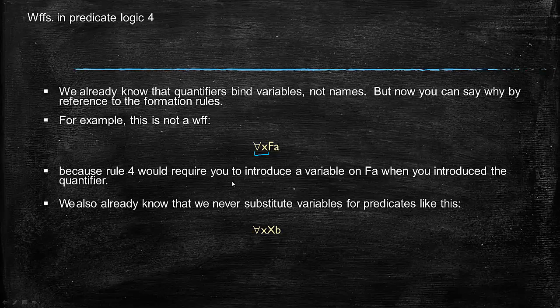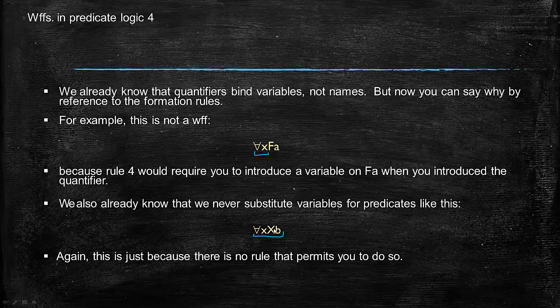We already know, of course, that this also, I'm sure you're never going to be tempted to do this, is just going to look bizarre to you now. What's happened here? Well, somebody's tried to put a variable in for a predicate. There just is no way to do that. We have no way in predicate logic to substitute variables for predicates. So again, there's just no rule that allows you to do this. That's always the reason.